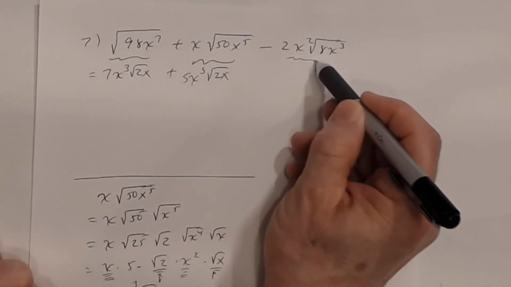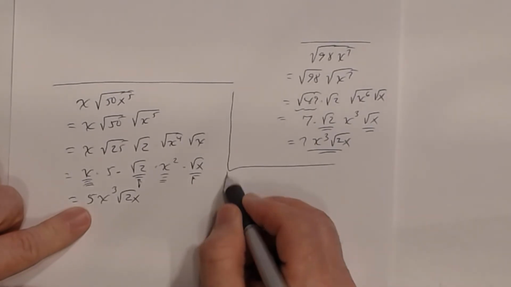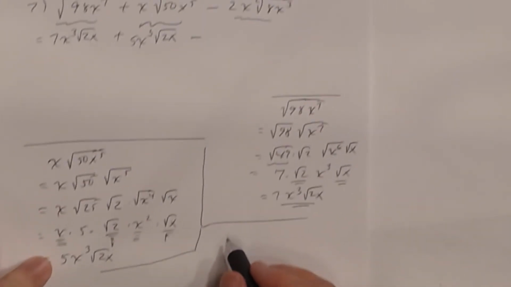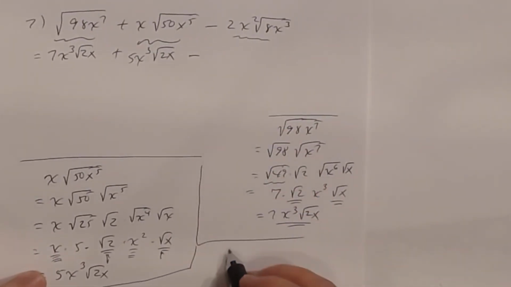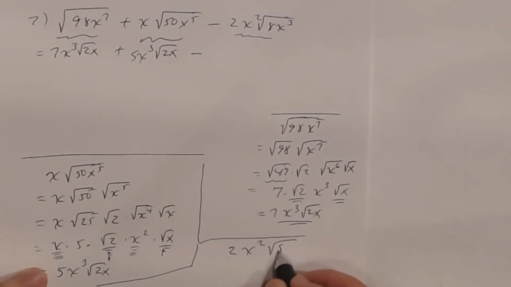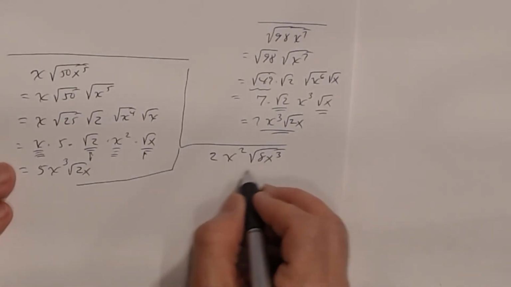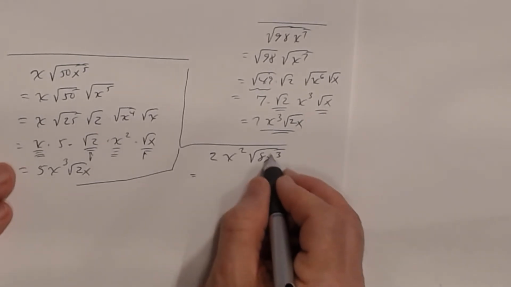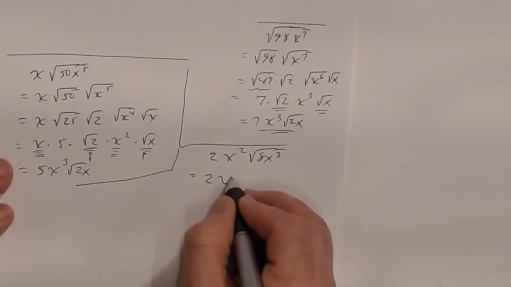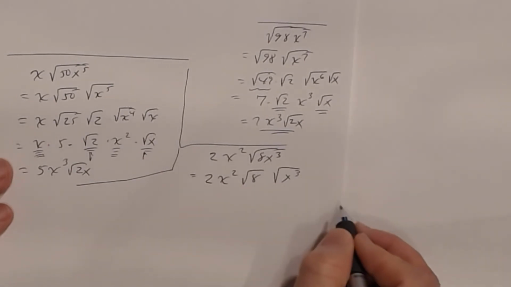Now let's look at this one. So minus, subtract. I'm going to rewrite this one here. So I have 2x squared square root of 8x cubed. Let's simplify this. I'm going to rewrite it using the product rule. So I get 2x squared square root of 8 times the square root of x cubed.